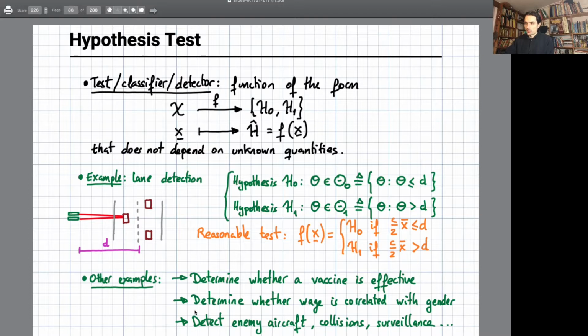In the context of radar, one may want to detect whether there is an enemy aircraft or not, right? In a car, there are sensors mounted in the front that detect whether a collision has occurred or not, perhaps to trigger the airbag, right? And there are, of course, also obvious surveillance applications like detecting whether there is an intruder in a certain area or not, right? So in this case, we are talking all the time about two hypotheses, but of course, this can be generalized to multiple hypotheses.